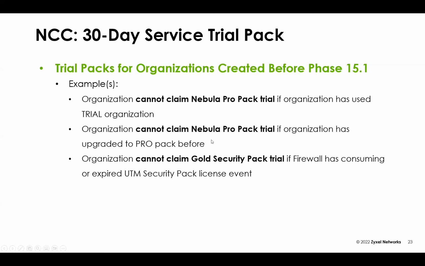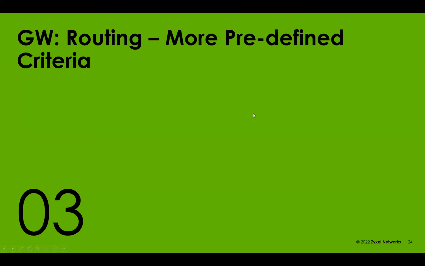Okay, so trial organization packs, again, this is just an example for those that are curious what the carryover was. Basically, in the past, you couldn't claim a Nebula pack if the organization had been used in a trial organization, or if the organization was upgraded to Pro Pack before 15.1, or if the firewall was consuming or had an expired ETM service package license. So not really much to worry about because, again, this was something that was back in October, but it's just a carryover. So we don't have to worry too much about that.